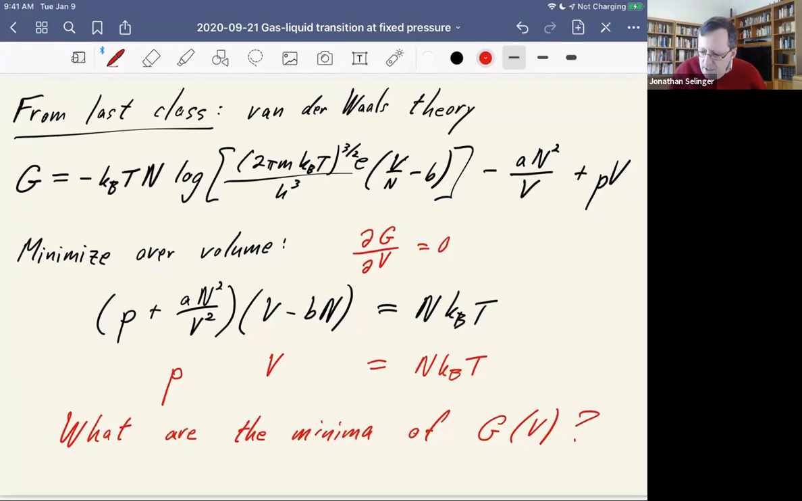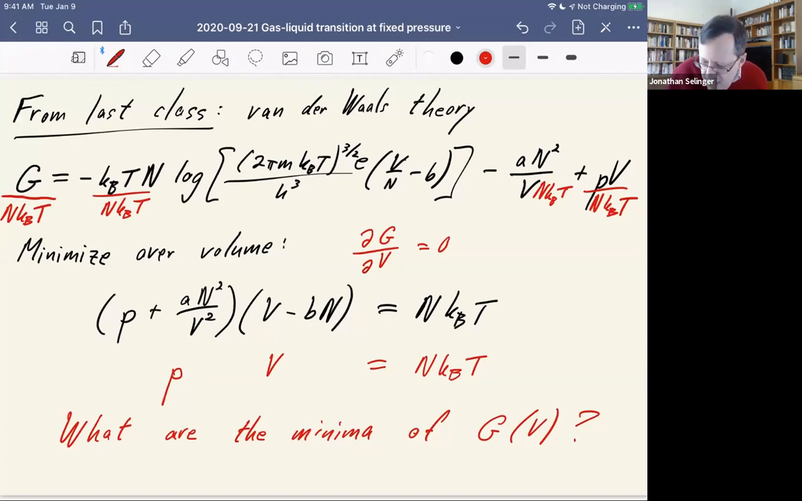To be specific, let me do a little bit of algebra just to get something specific to plot. So I'm going to take it and divide both sides by NkT. I think that's the same thing that we did previously for the ideal gas.